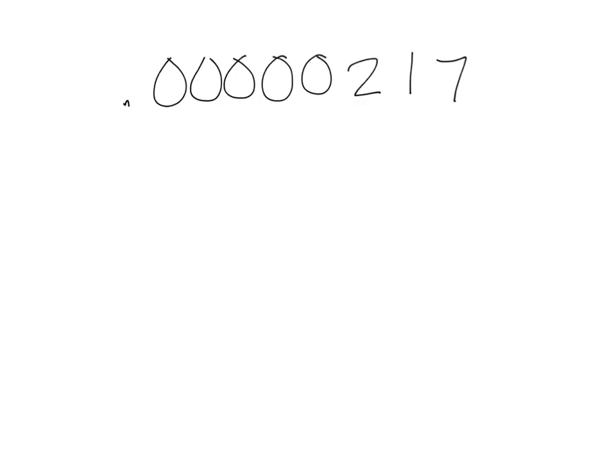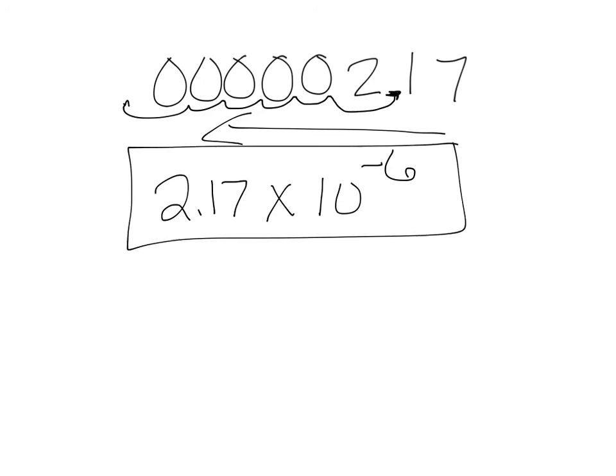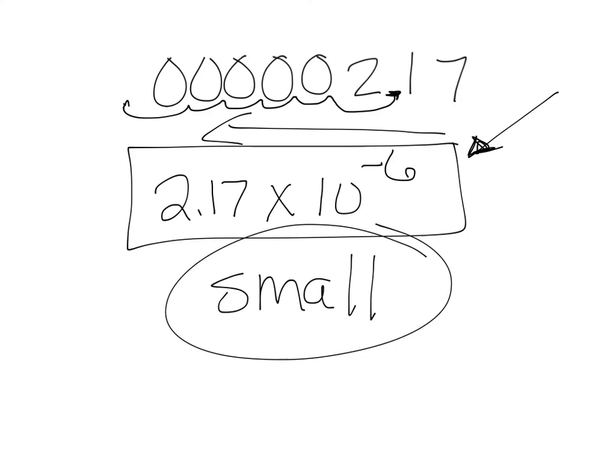Here's one. It's a very small number. Make it a number between 1 and 10. Well, that's right there: 2.17 times 10 to the, count from your new to your old, 1, 2, 3, 4, 5, 6. And I counted to the left, so I now know that it's a negative exponent. Anytime you see negative exponents in scientific notation, you're dealing with very small numbers. All right?